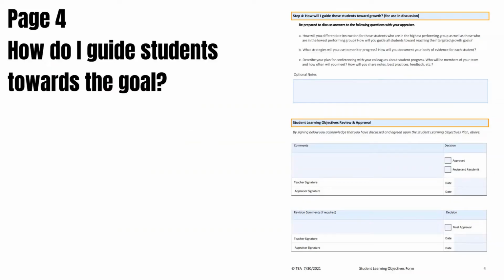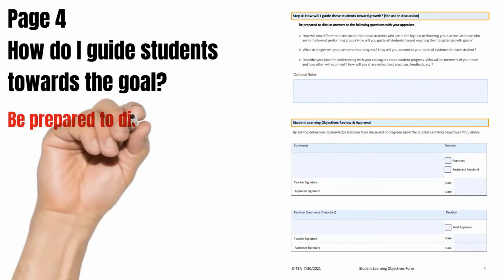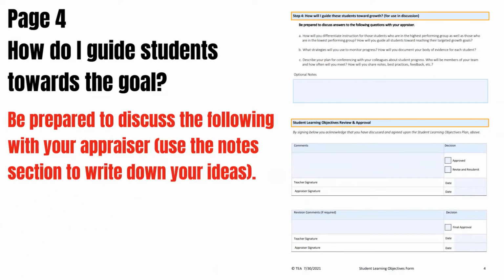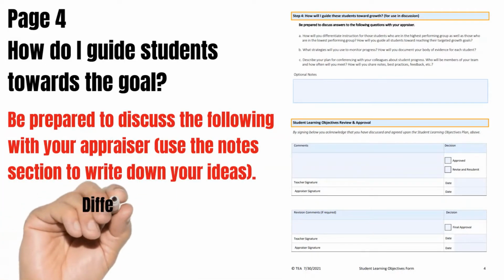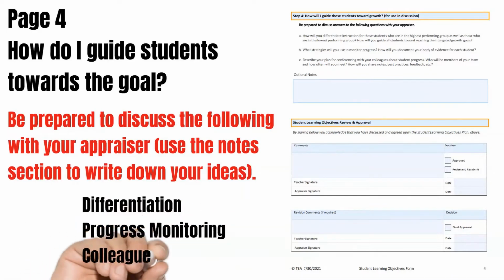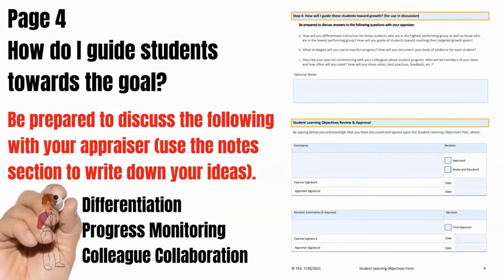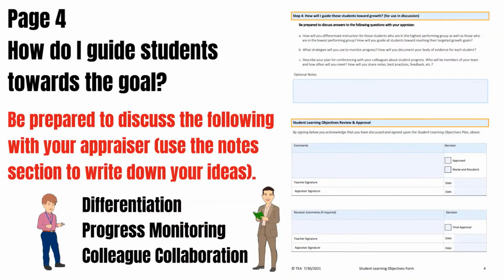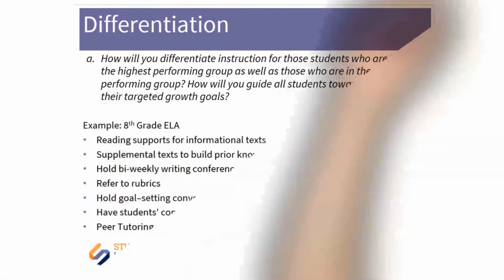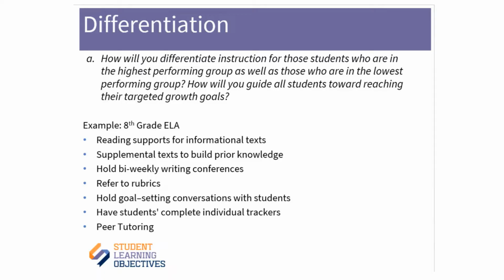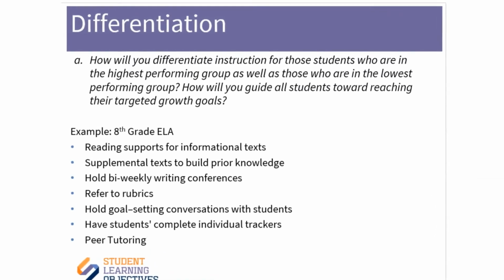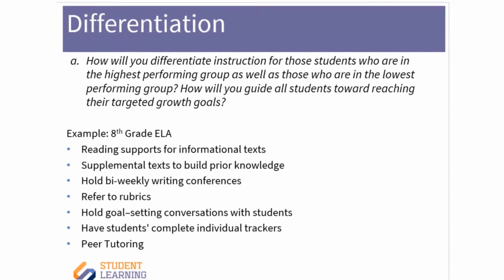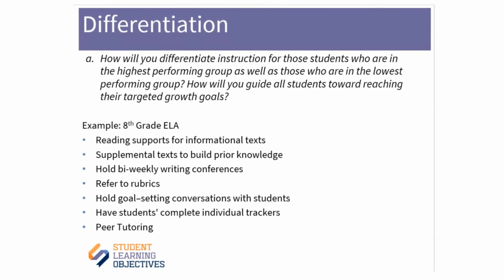Finally, page 4. How do I guide the students towards the goal? Be prepared to discuss the following with your appraiser. You may use the notes section to write down your ideas. You will need to discuss things like differentiation, progress monitoring, and colleague collaboration. During your beginning of year conference, your appraiser could ask you to discuss how you differentiate instruction for those students who are in the highest performing groups as well as those students who are in the lowest performing groups.